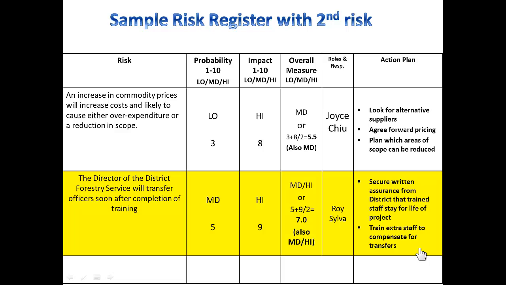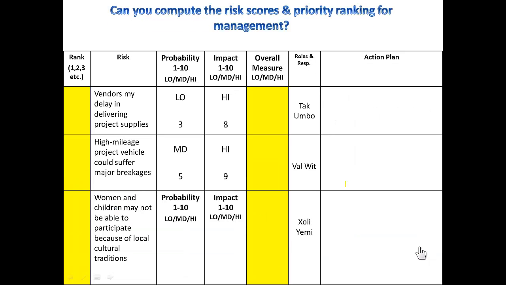undesignated or reserve funds. On the screen now, you'll see a set of risks that have been entered into a register. There are 3 risks. First, vendors may delay in delivering. Second, high mileage project vehicles could suffer major breakage. Third, women and children may not be able to participate because of local cultural traditions. I've already given probabilities for each and the potential impact. We've assigned an owner to each of these.